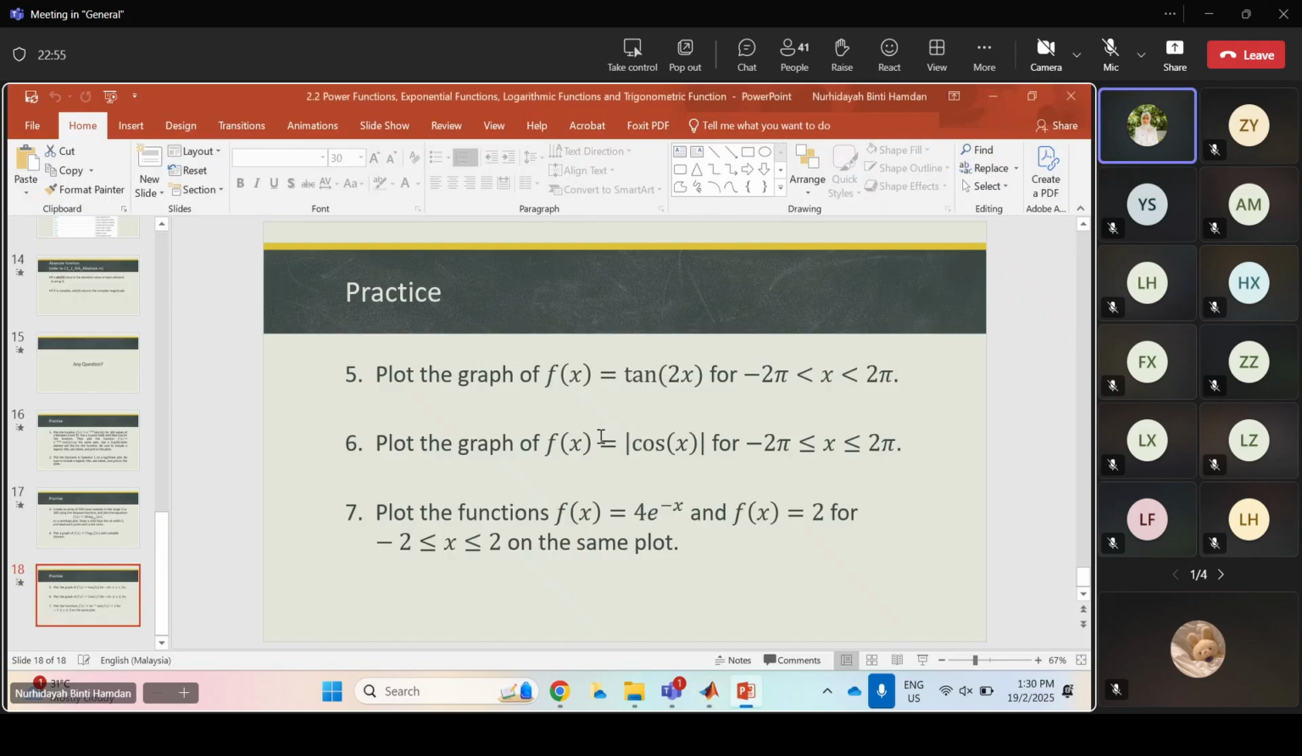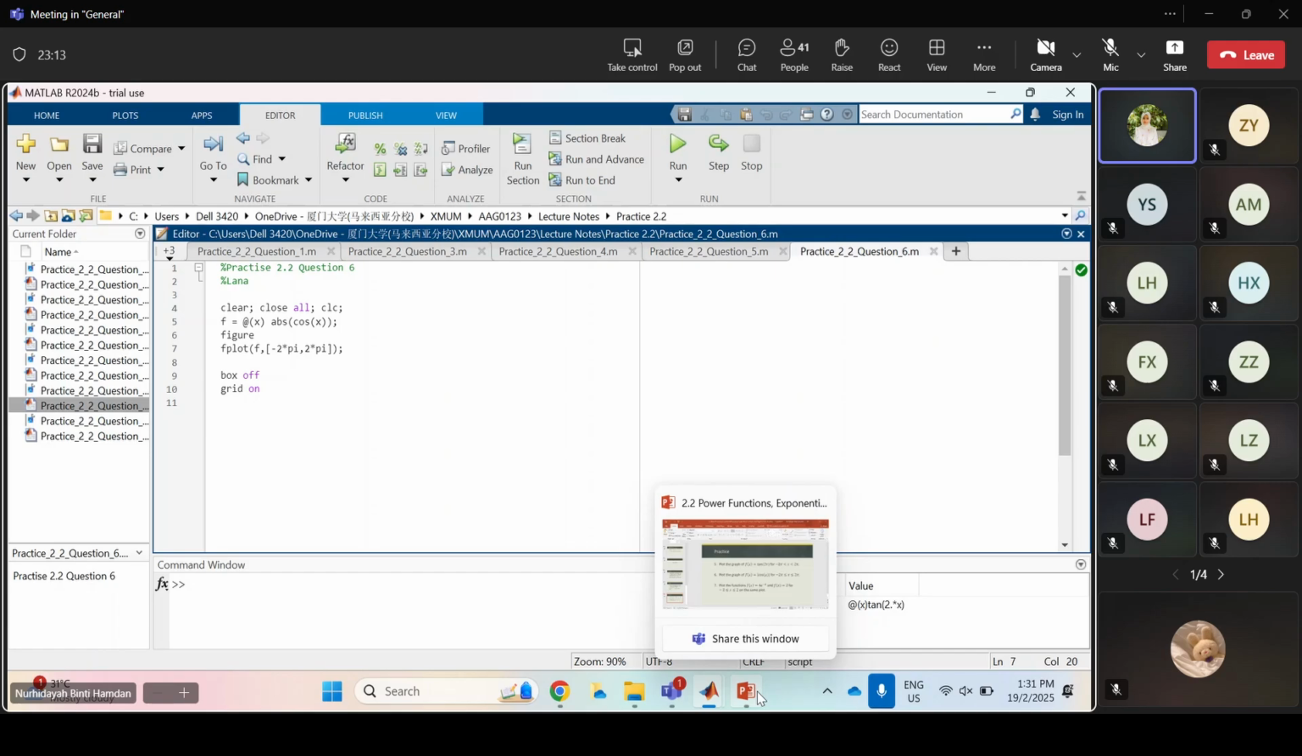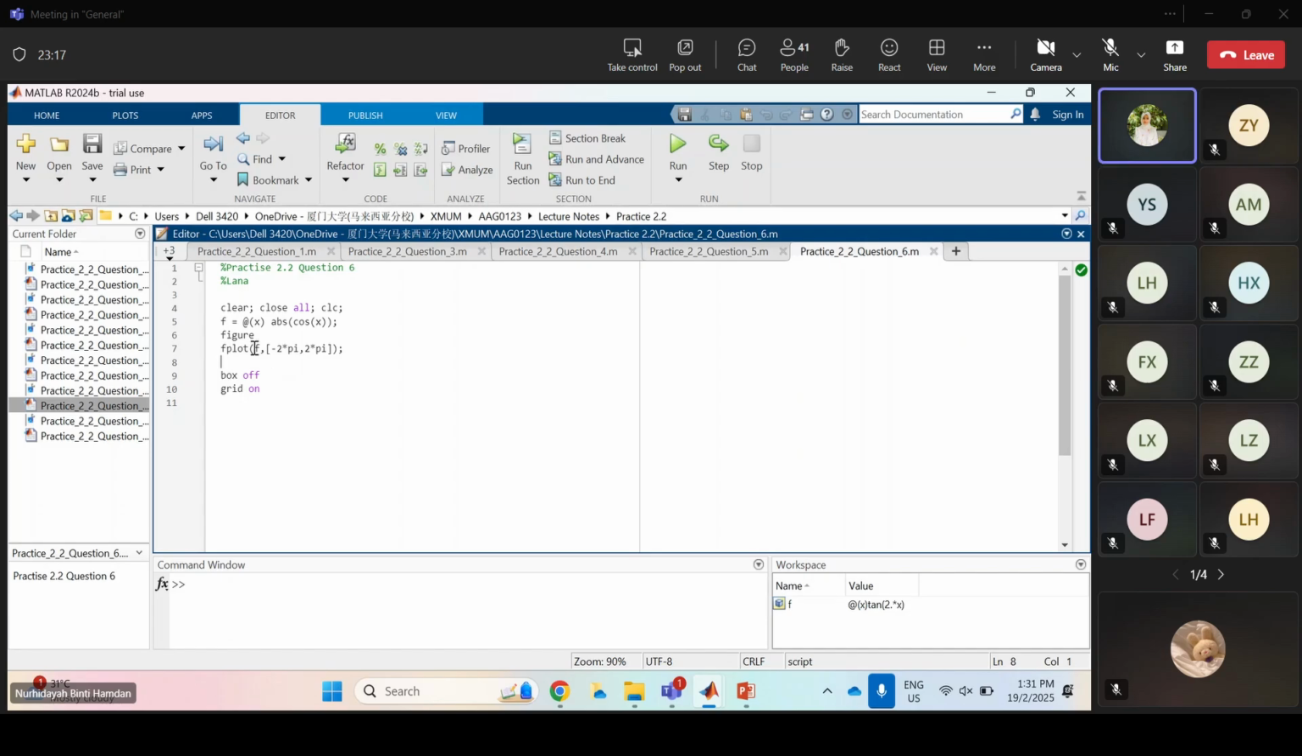So x is between negative 2 pi to 2 pi. Absolute cosine x. I use fplot, where f is the function absolute cosine x, negative 2 pi until 2 pi. Pop-ups off, click on. But here I didn't put any title.